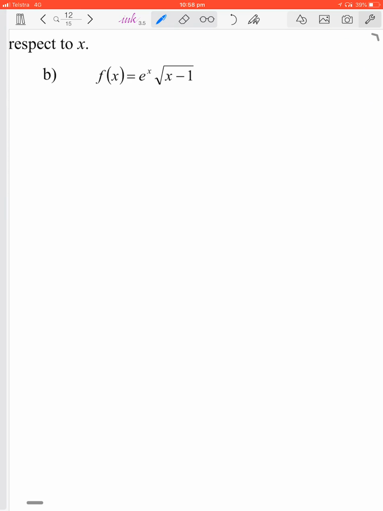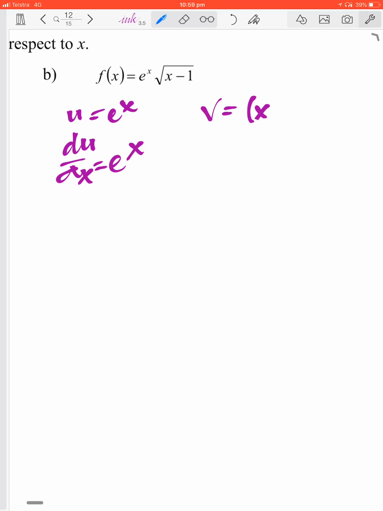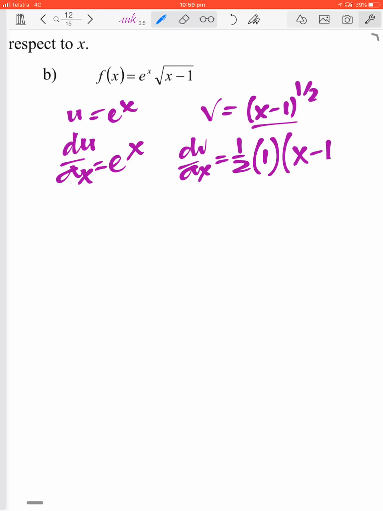Okay, this one looks a bit nastier. U equals e to the x, of course du dx is just e to the x. V equals (x minus 1) to the half. So dv dx is 1 half times the derivative of the bracket, which is just 1, times (x minus 1), take 1 away from the power. So it's 1 on 2 root x minus 1.